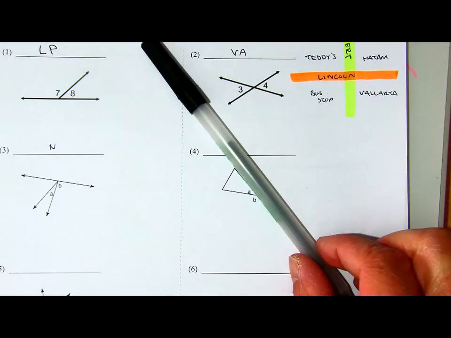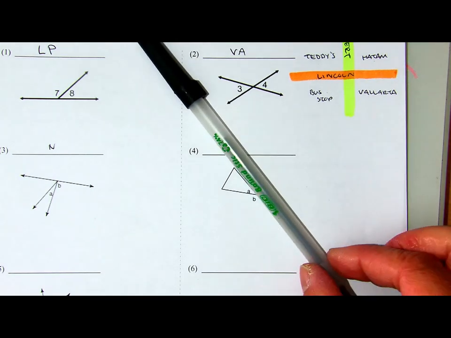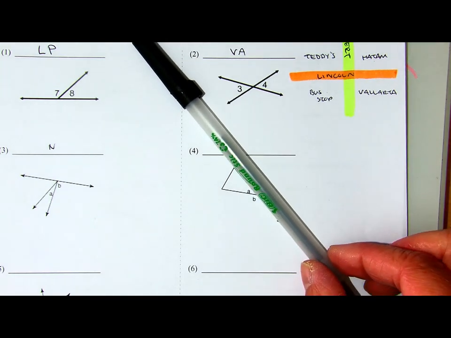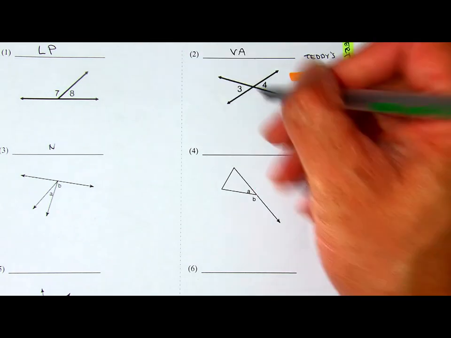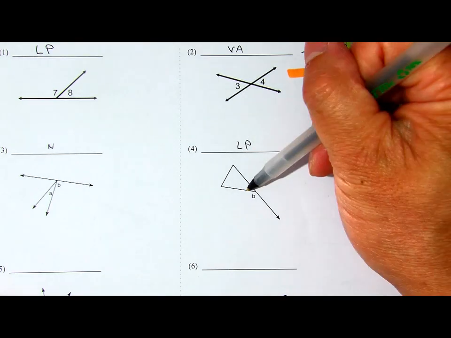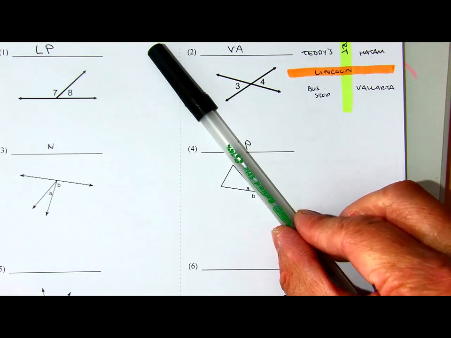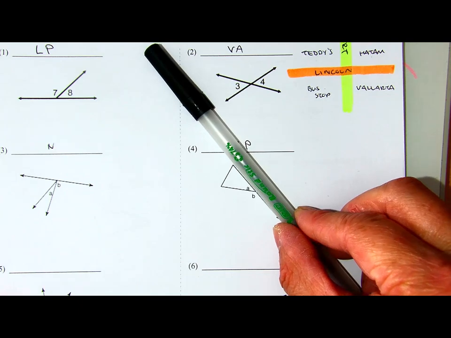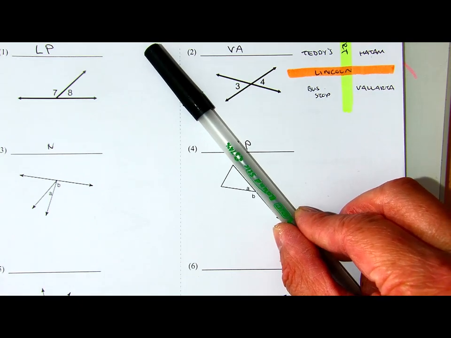Number 4, is it on a line? What's the answer, class? Say it out loud. Linear pair. It's on a line. A and B are on the same line, just 2 angles. A plus B equals 180. Blank plus blank equals 180.